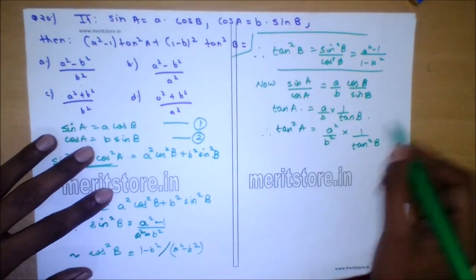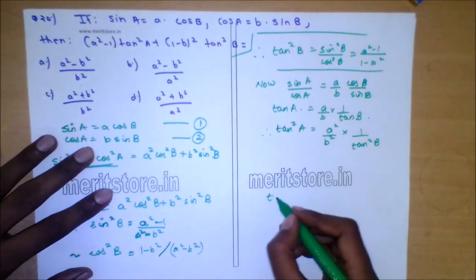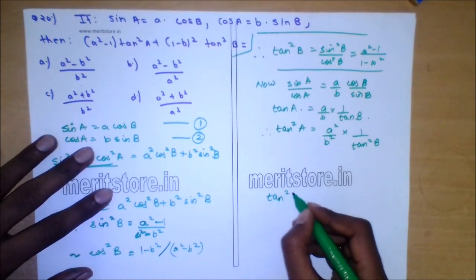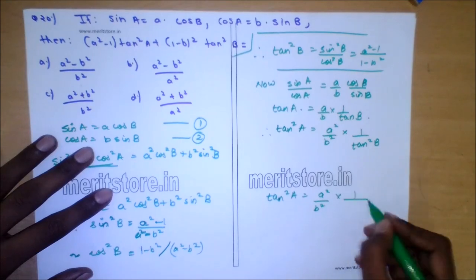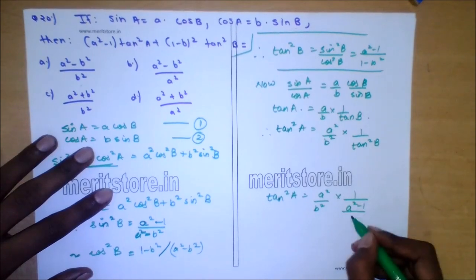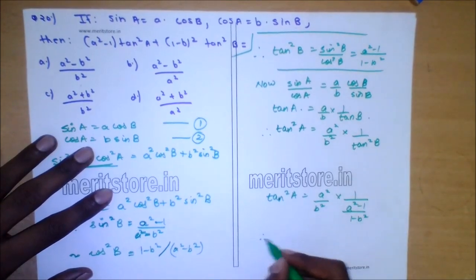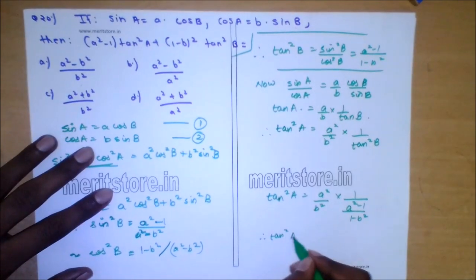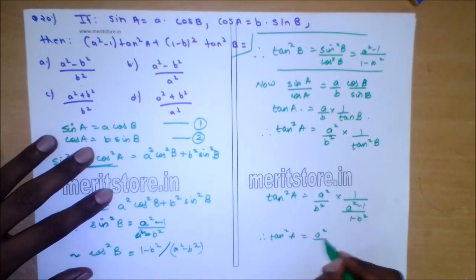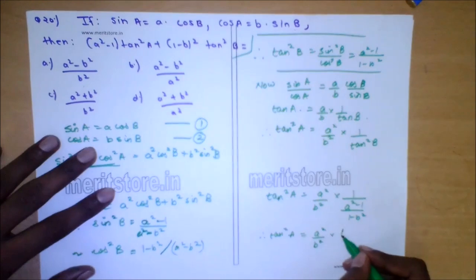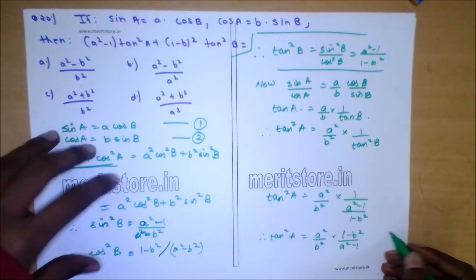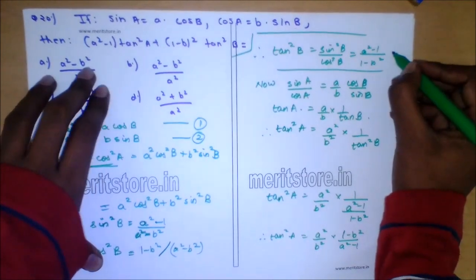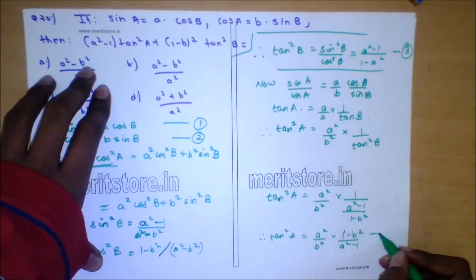We substitute the value of tan square B, we get tan square A equals A square by B square into 1 upon A square minus 1 upon 1 minus B square. So therefore, tan square A is A square upon B square into 1 minus B square upon A square minus 1. Let this be equation 3. Let this be equation 4.